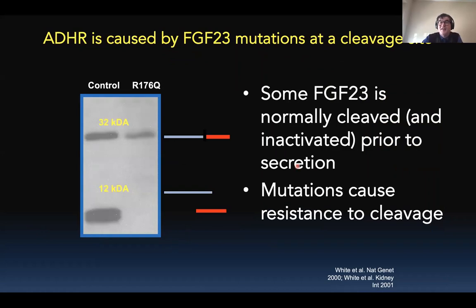So what do I mean by that? Well, before I get to that, the FGF23 mutations in ADHR impair cleavage at a cleavage site. So normally some FGF23 is cleaved. There's some evidence that this is probably an important regulatory step in keeping your intact levels from being too high in certain situations. But in ADHR, they will preferentially secrete the intact FGF23.